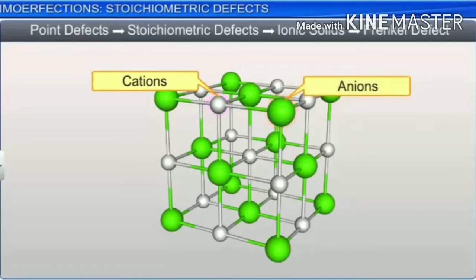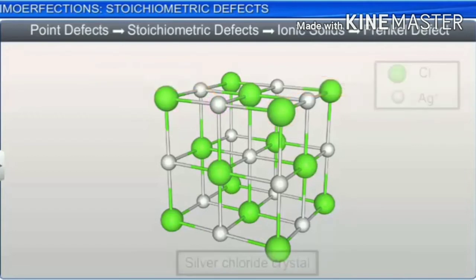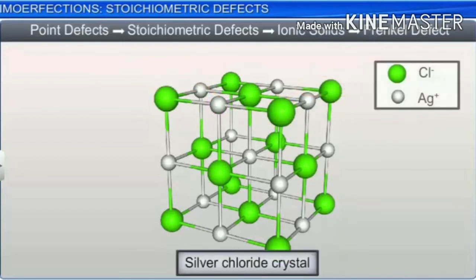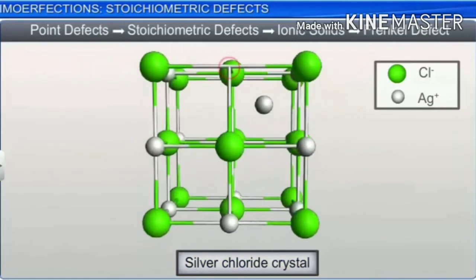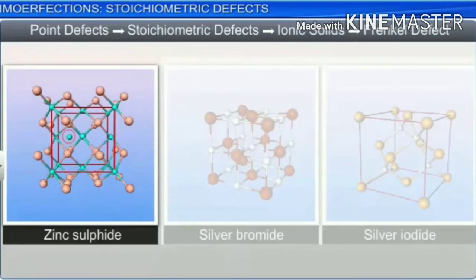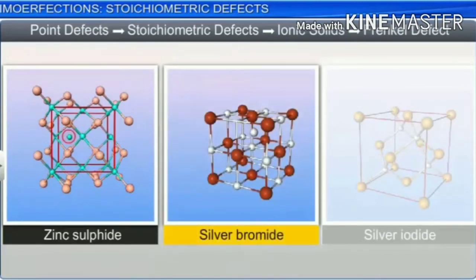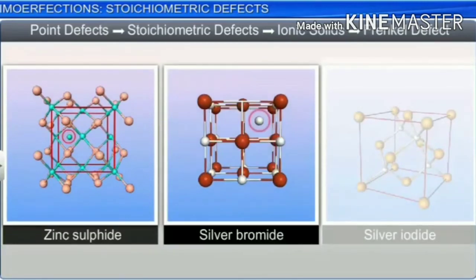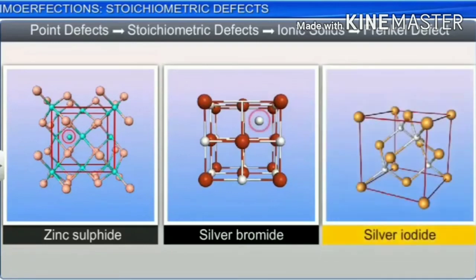For example, in a silver chloride crystal, an Ag+ ion occupies an interstitial site by leaving a vacancy at the original site. Zinc sulfide, silver bromide, and silver iodide are other examples that have Frenkel defects.